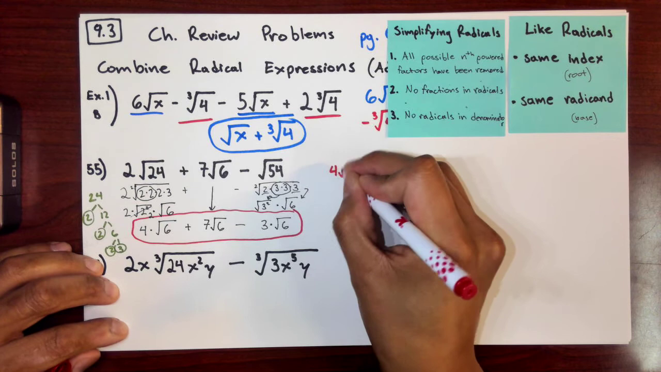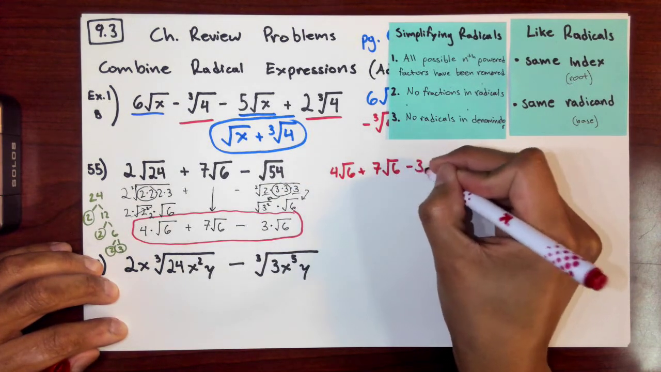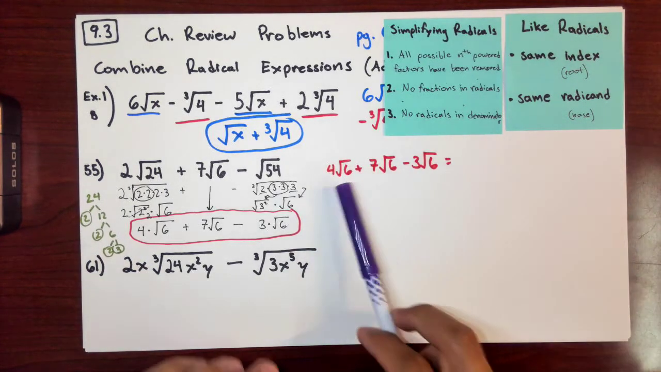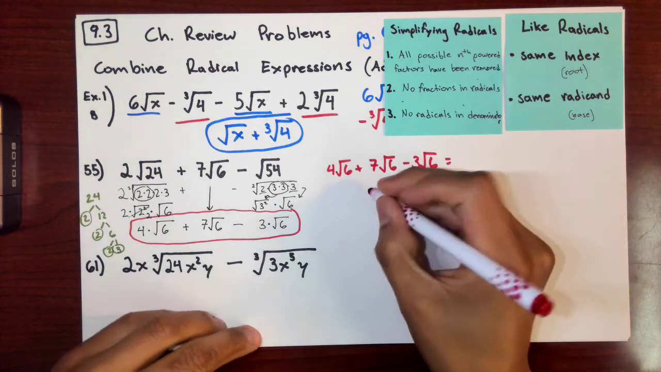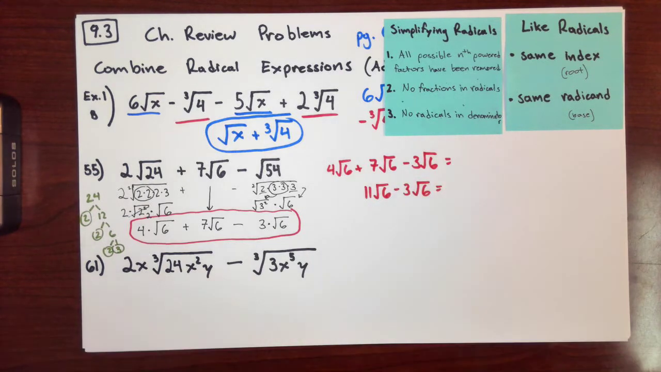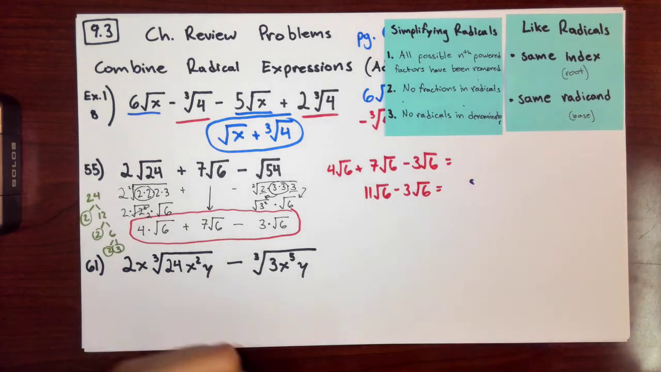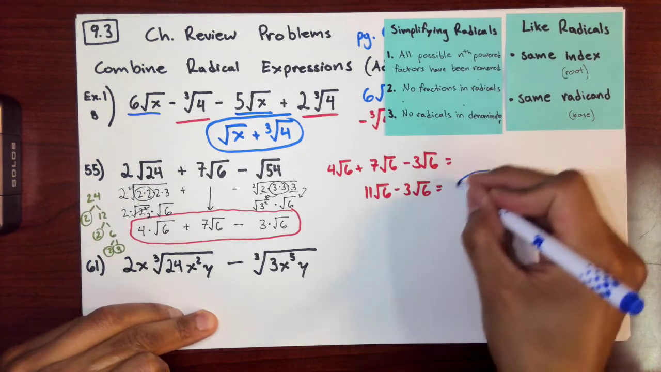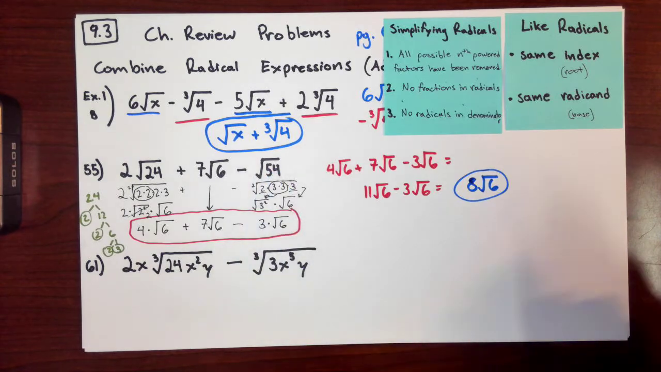So if you combine those, 4 square root of 6 plus 7 square root of 6 minus 3 square root of 6, what are you going to get? Simple math, right? 4 plus 7 is going to be 11. So that's just going to be 11 square root of 6 minus 3 square root of 6. And 11 minus 3, we know it's going to be 8. So your final answer is going to be 8 square root of 6. Okay? Pretty simple. The only step I didn't do was making that factor tree for 54.